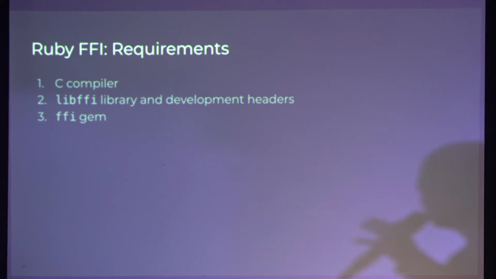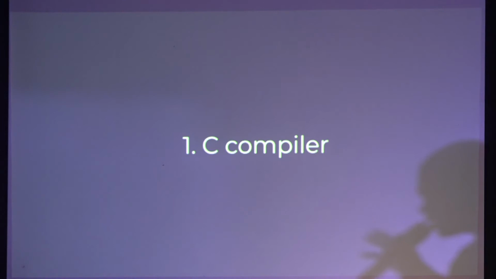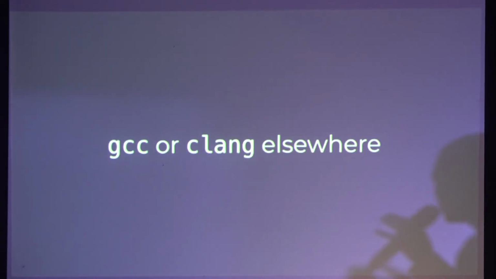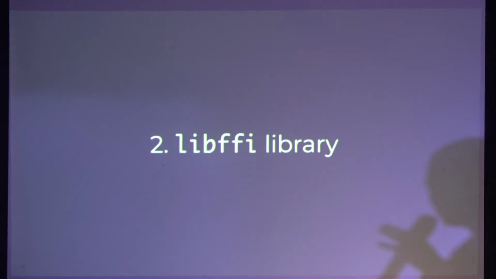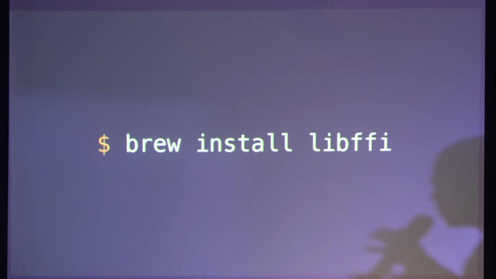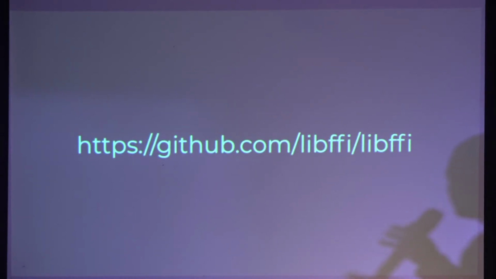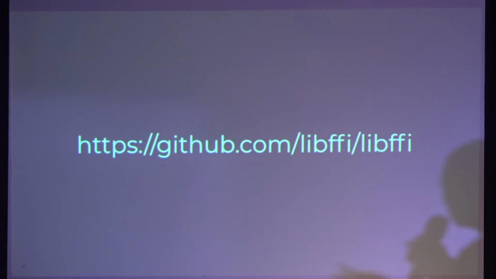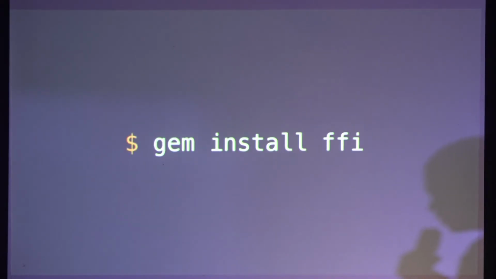So Ruby FFI requirements are these three things: a C compiler, the libffi library, and the FFI gem. For the C compiler, it's basically just Xcode on Mac and GCC or Clang everywhere else. And for libffi, you can use brew install libffi if you're on Mac. And on other platforms, in the official libffi GitHub page, they have instructions on how to build libffi from source. But if you don't want to install it from source, obviously you can check your platform's package installer. If you're on Arch, there's a package that you can install with Pacman, or apt with Ubuntu. So there are also easier ways to install libffi. And then for the FFI gem, just gem install ffi.